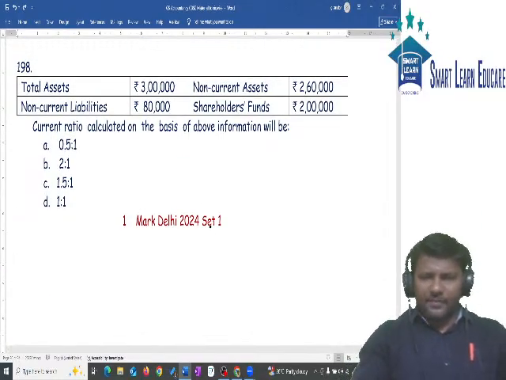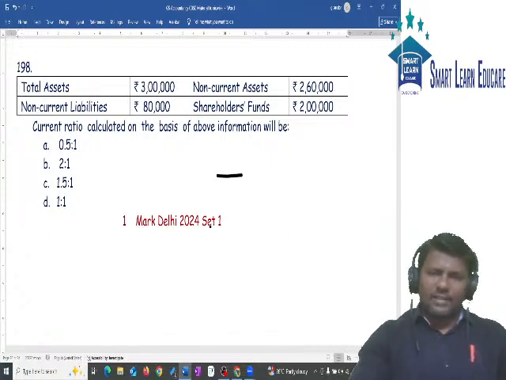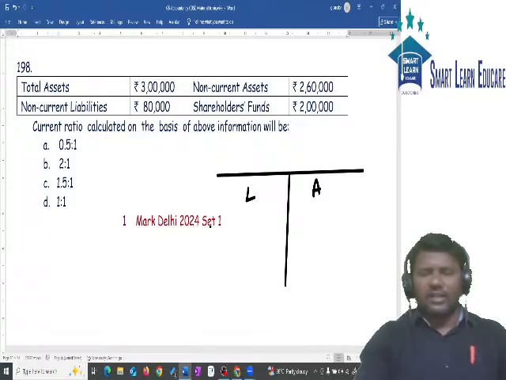So for this type of question, always have the balance sheet. You know, the balance sheet consists of two sides. One is liability, another one is asset. On the asset side, the first asset is the non-current asset. The second asset is the current asset.